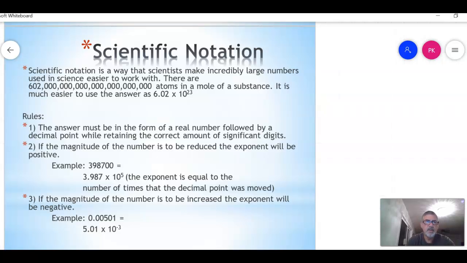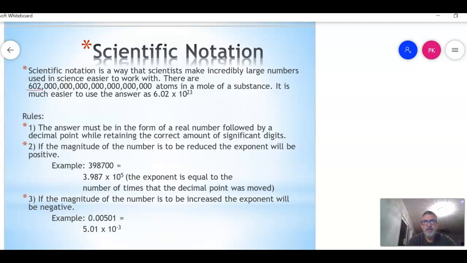Scientific notation, the only thing to remember about scientific notation is you keep the significant digits. So scientific notation is how we make big numbers smaller, more manageable to use. Right, so the number of atoms in a mole, 6.02 times 10 to the 23rd, is called Avogadro's number. We'll talk about that later. But if I had this number and I had to put it into scientific notation, these 3 numbers are significant. So I would have to display my number with 3 significant digits.